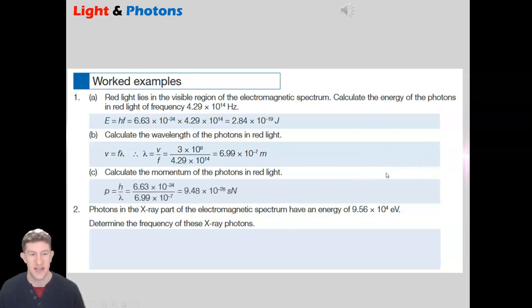Momentum, we just use that momentum formula. So p is h on lambda. We now know h from our constant, our formula sheet, and lambda we found in part b. So we substitute them in, and we get 9.48 times 10 to the negative 28 kg m/s (sec-newtons) of momentum. So again, as I mentioned before, that is for one photon. So 10 to the negative 28 sec-newtons. So it has a very, very small amount of momentum.